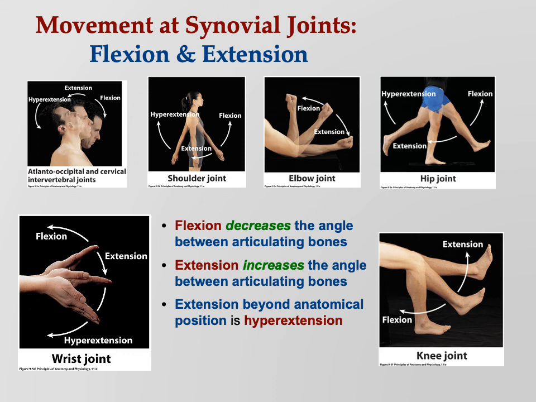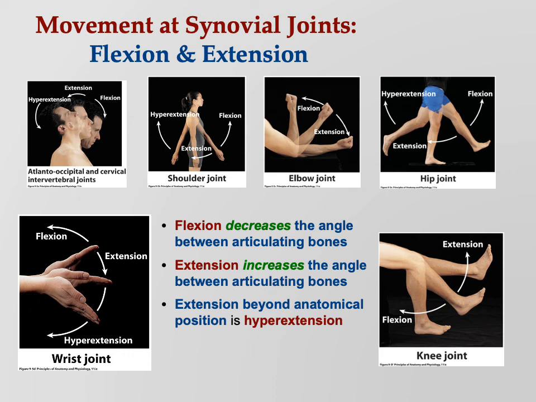Look at the atlanto-occipital joint, and we now have to know the technical names of the joints because we're studying the joints. So atlanto-occipital is the joint between atlas and your occipital condyles. So notice if you bow your head forward, that's flexion of the atlanto-occipital joint. Returning to anatomical position is extension. And if you're going to look at something on the ceiling, you would have to hyperextend your atlanto-occipital joint.